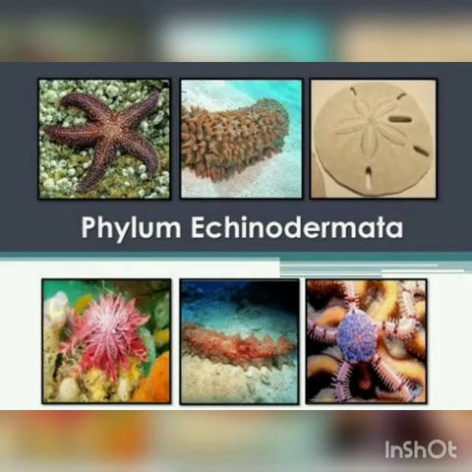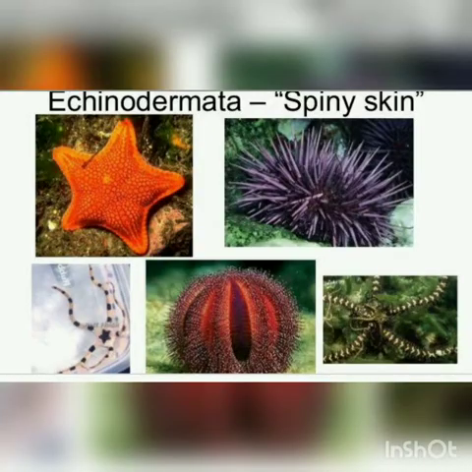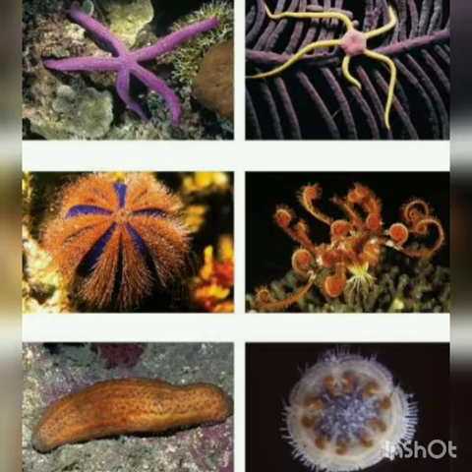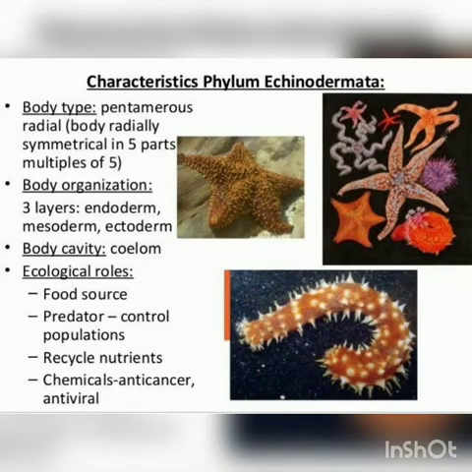Echinodermata means spiny skin, and they are marine animals. They have a water vascular system. They move with the help of tube feet or podia. The digestive system is complete. The excretory organs are absent, and the nervous and sensory organs are poorly developed. Circulatory system is open type.